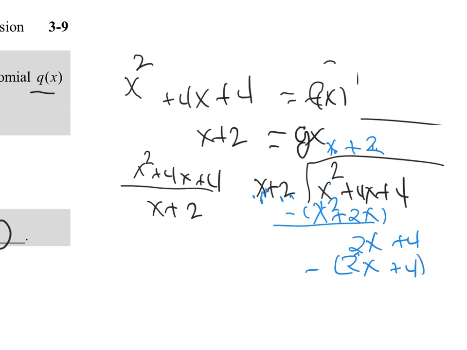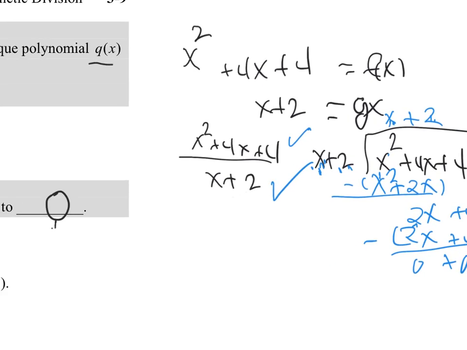Subtract the bottom from the top. 2x minus 2x is 0. 4 minus 4 is 0. So that remainder is 0. You see? So that means this polynomial was evenly divided by this binomial. Still a polynomial of degree 1.